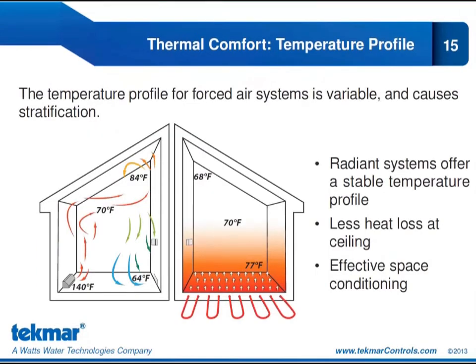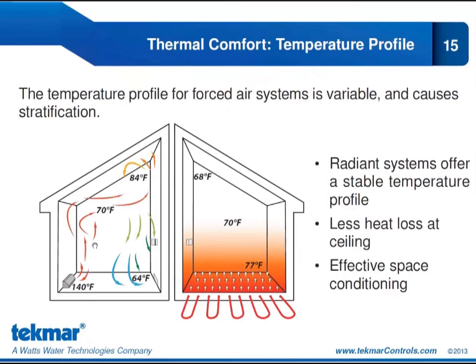The other benefit of a radiant system in terms of thermal comfort is that the temperature profile is constant, compared to a forced air system where the temperature profile is very variable throughout the space. So if I'm looking at the left-hand side, I can see I have a baseboard convector here. The circulating water to that baseboard convector would be about 140 degrees Fahrenheit. And through convection, I'm going to induce air currents, and the temperature is going to change along that current.